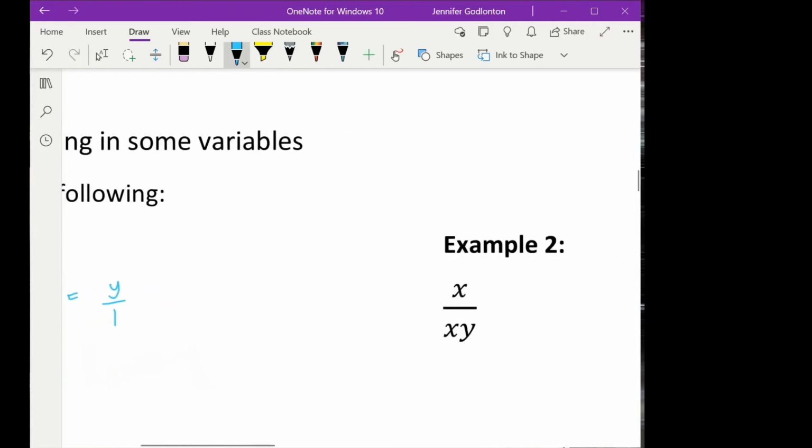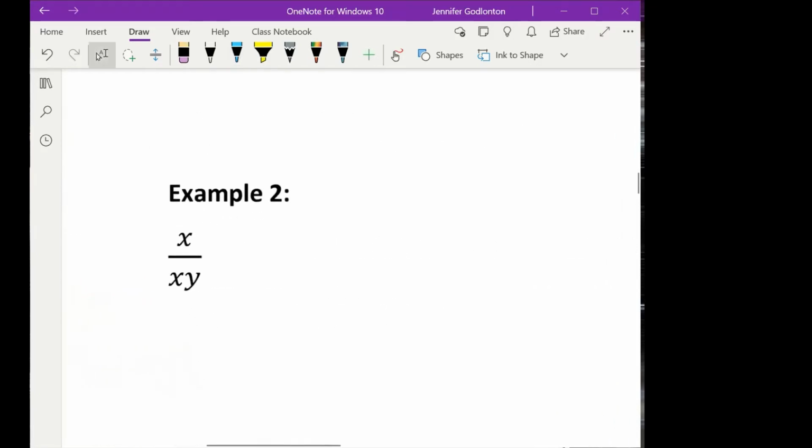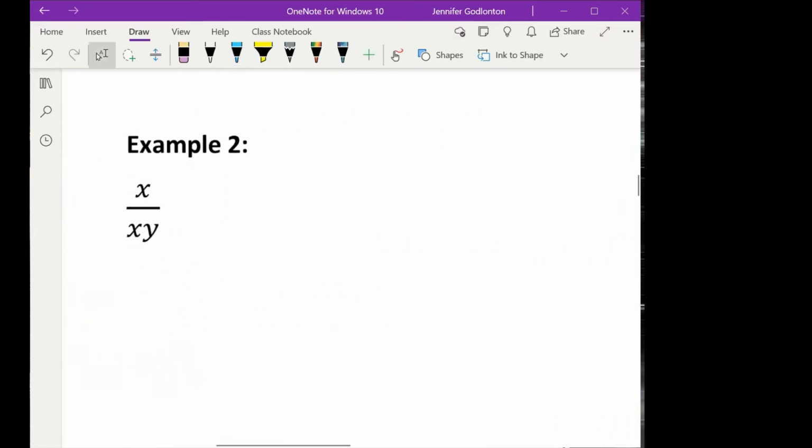Okay, let's try something a little bit trickier. You're like, that's not tricky, it's exactly the same, but it's not exactly the same. What is my answer now going to be? Be very careful with this one. Oh, I thought I tricked you. I thought I tricked you, but I didn't trick you at all.